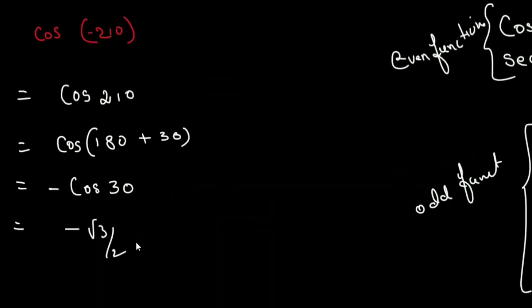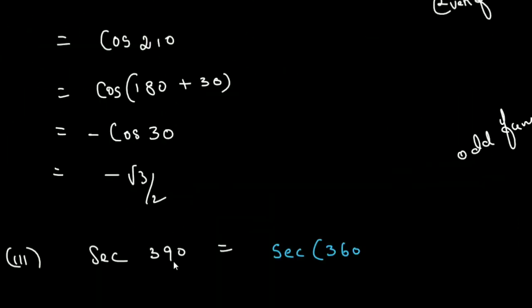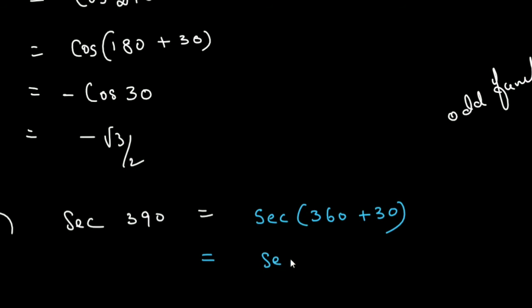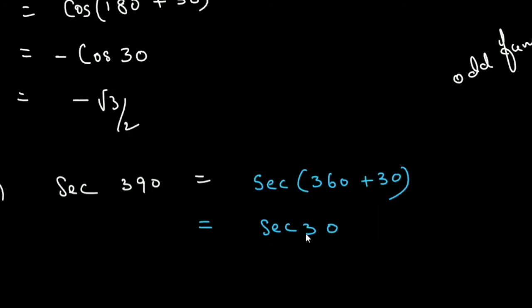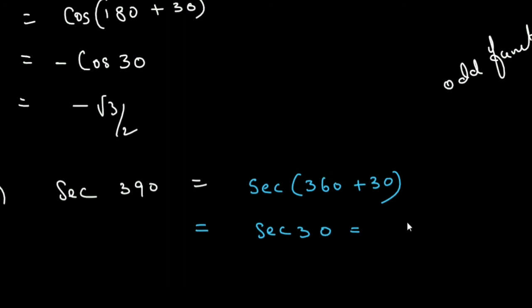Secant 390. 390 is in the first quadrant. So 360 plus 30. Then it becomes secant 30 itself, because for 360 you will not change the ratio. So secant 30. What is the value of secant 30? What is cos 30? Root 3 by 2. So secant 30 is 2 by root 3.